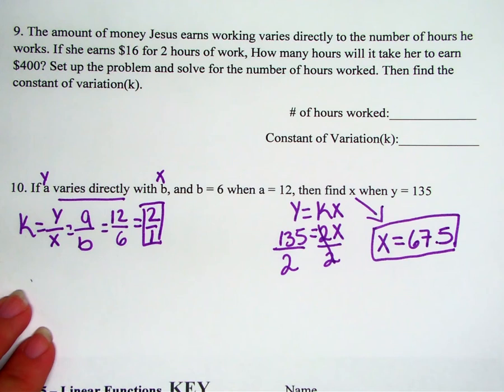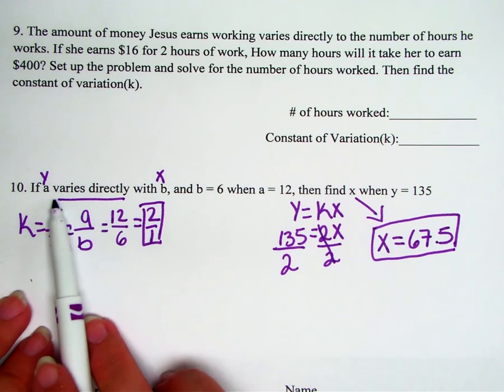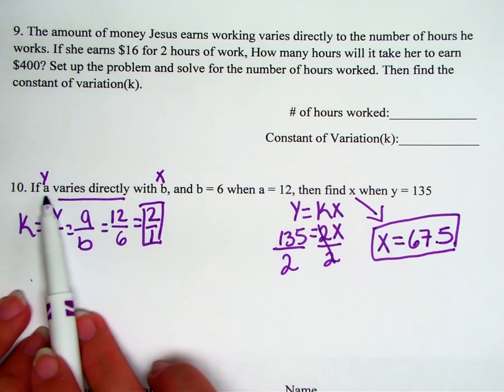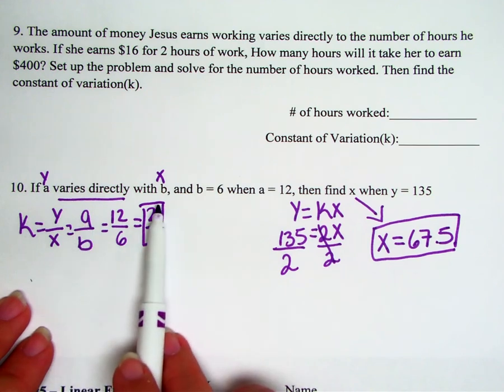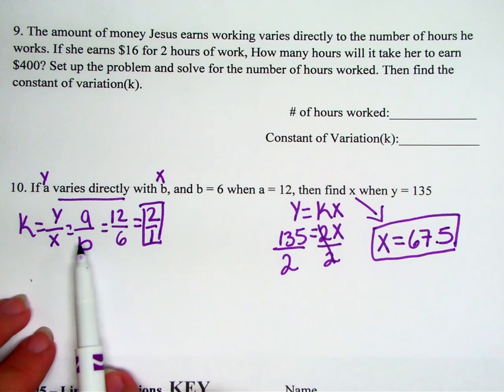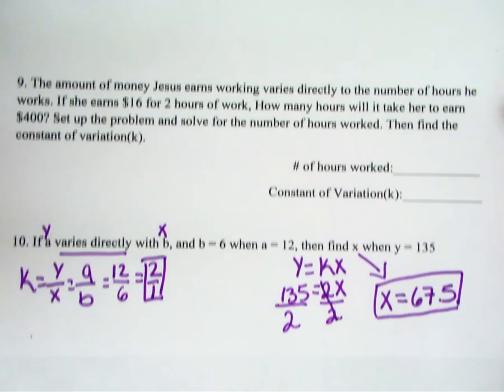So we're done with that problem. You just have to remember, whatever they're talking about first goes on top, and whatever they're talking about last in your little sentence goes on bottom. So let's look at number 9.